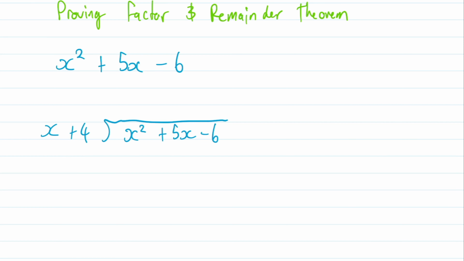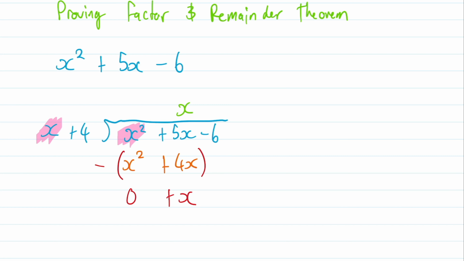So in order to do my polynomial long division, I take the first term and divide it by my first term over here. x squared divided by x is simply x. I'm now going to multiply that back in. x times x is x squared, and x times 4 is plus 4x. I'm now going to subtract these two lines. x squared minus x squared is 0, and 5x minus 4x is just positive x.